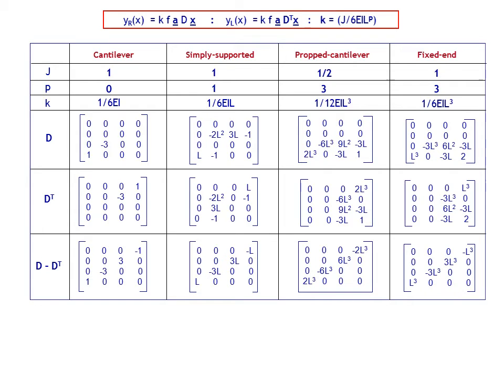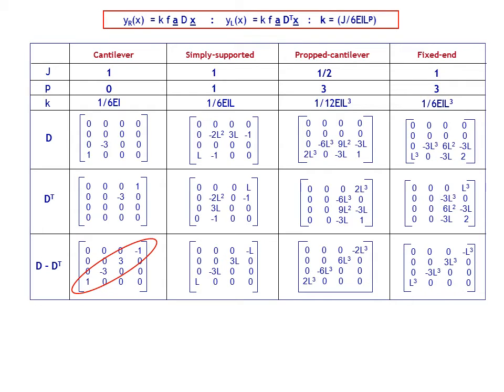Looking at these values, it's immediately apparent that the cantilever beam stands out from the others in that the length of the beam L doesn't appear anywhere in k or in the bending matrices. And if we look at the difference D minus D transpose for the cantilever beam, all the non-zero terms lie on the rising diagonal, which isn't surprising as the only non-zero terms in D and D transpose lie on this diagonal. But the same is also true for the simply supported beam.